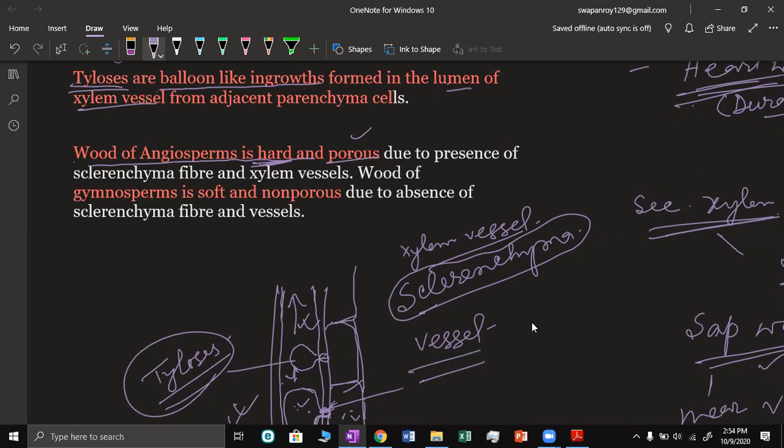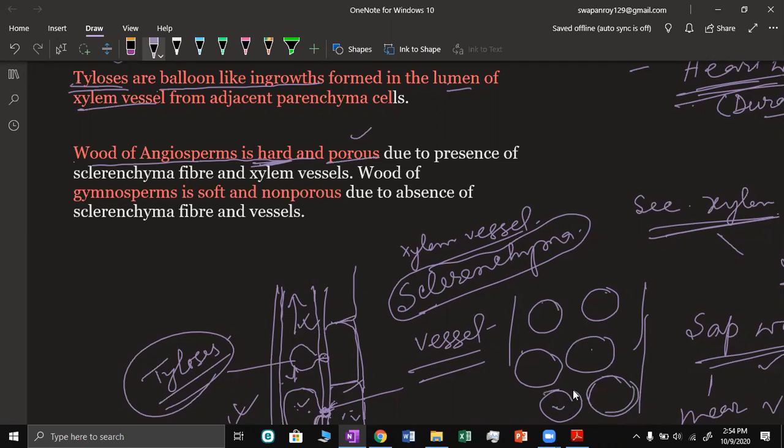If you make a transverse section of the wood of angiosperms, what you will find is the xylem vessel, which has a wide lumen. Under the microscope, the wood appears like there are big holes in it, so it is known as porous. So the xylem wood of the angiosperm is porous due to presence of vessels, and hard due to presence of both fibre tracheids and sclerenchymatous tissue.